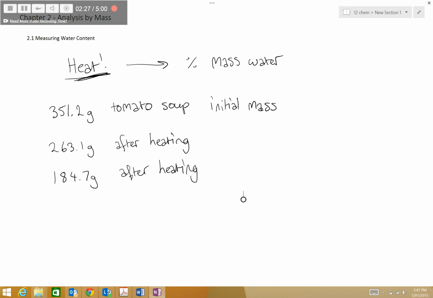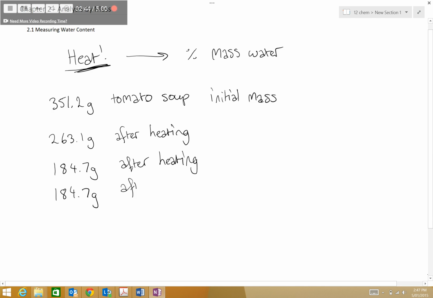Okay. Now, at this point, we're still not sure if we've managed to get rid of all of it, so, you guessed it, we're going to heat it again. And basically, you're going to keep doing this heating and weighing until you get a constant mass, okay?